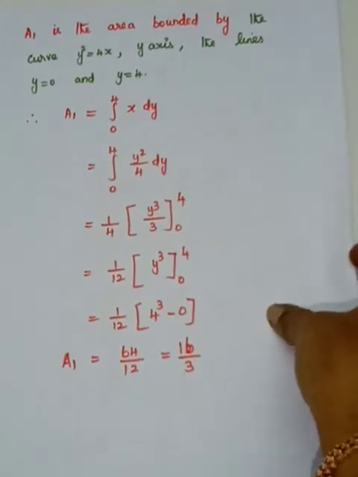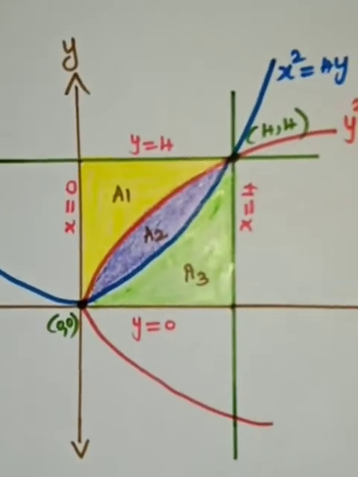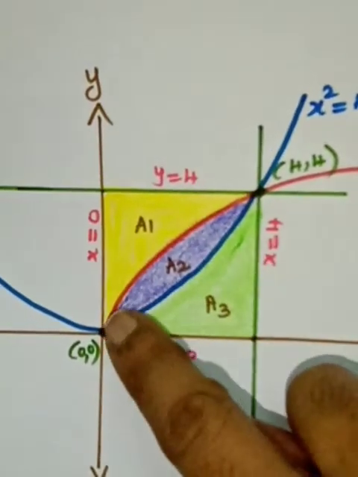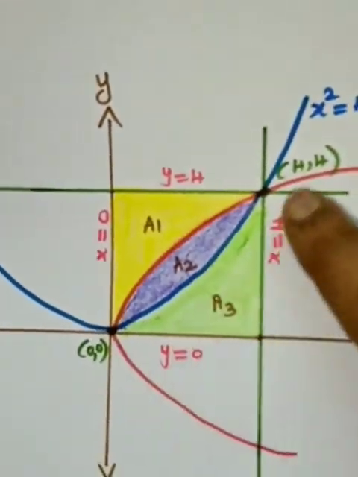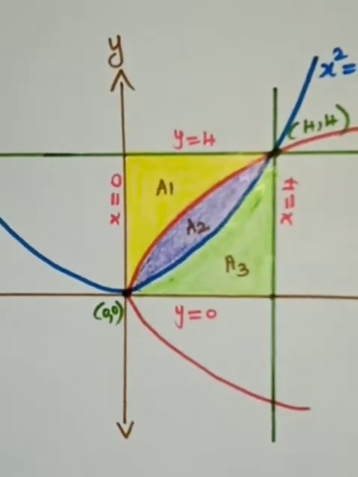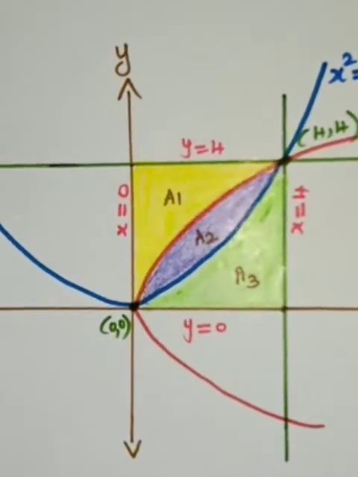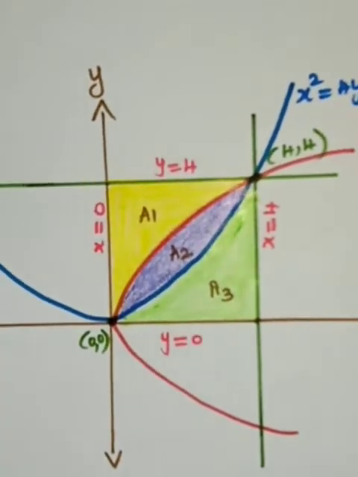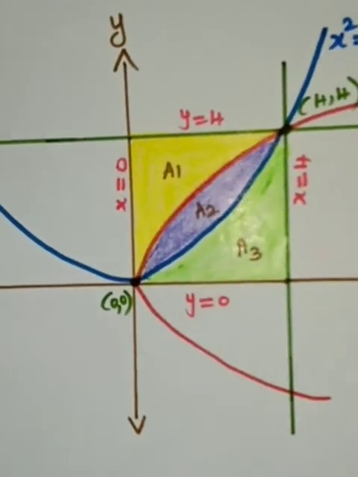So next we are going to find A2. A2 is nothing but, you see the diagram, A2 is the purple color I have marked. It's an area between the two curves. So we have to follow the procedure of how to find the area between two curves. First you have to find the point of intersection. We have found it. Next we have drawn the diagram also. The third one, you have to choose the axis.